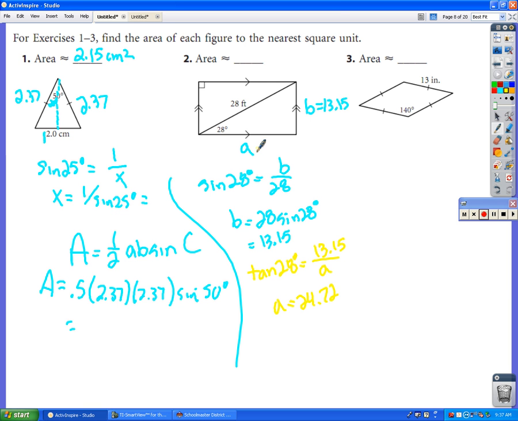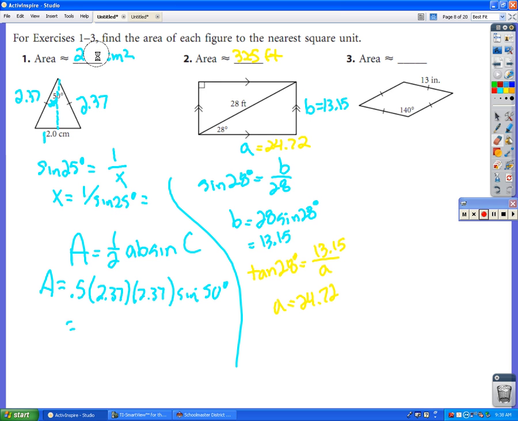And then what do I do to find the area? Multiply those two numbers together. So I'm going to go 13.15 times 24.72. So my area is going to be 325 square feet. Okay?